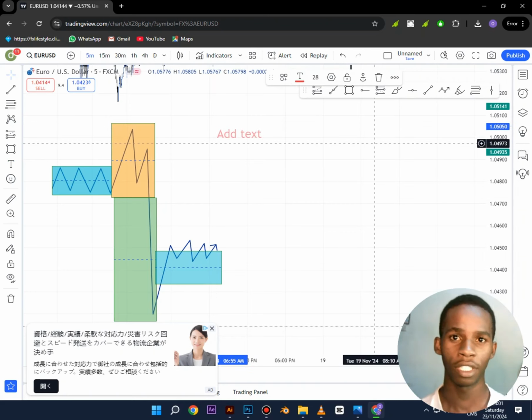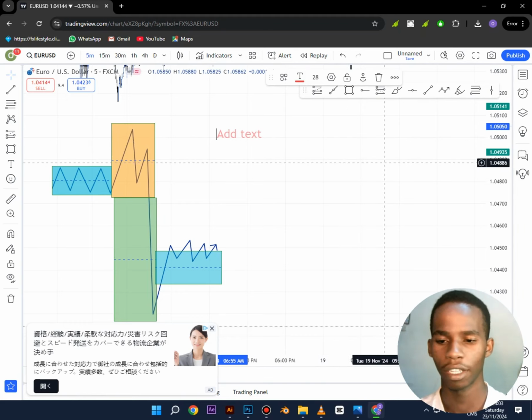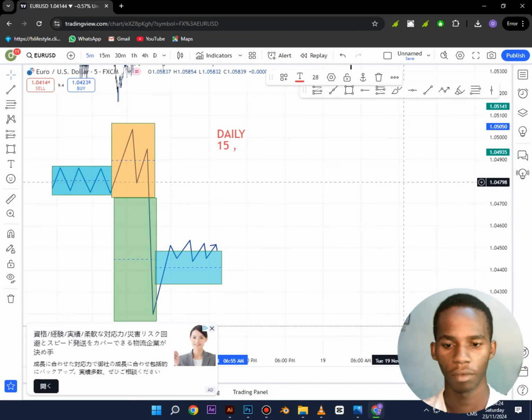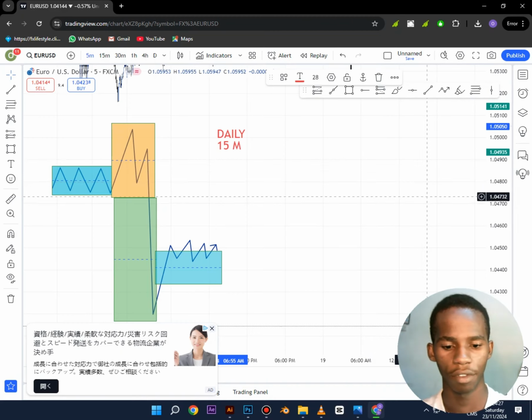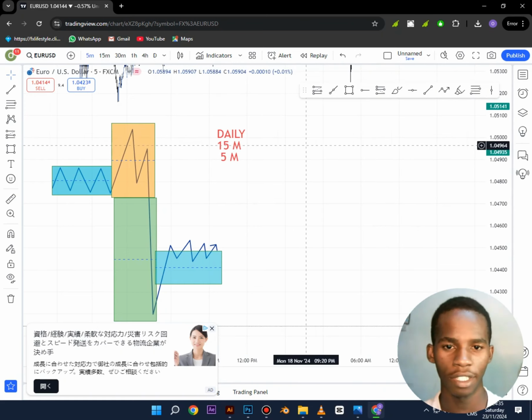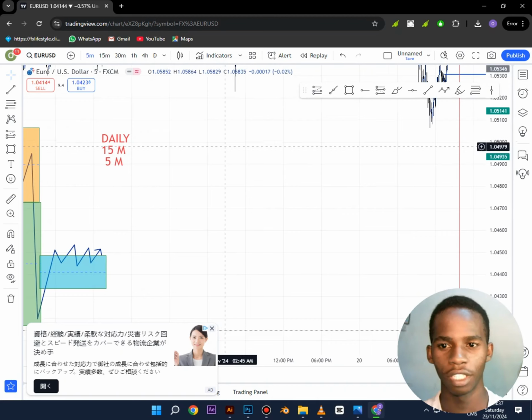For example, if you're an intraday trader, you would basically use the daily, and then from the daily you drop down to the 15 minutes time frame. It is 3 time frames, from the daily to 15, and then from the 15 we go to the 5. That's where I enter my trades. That is for a daily trader, an intraday trader.